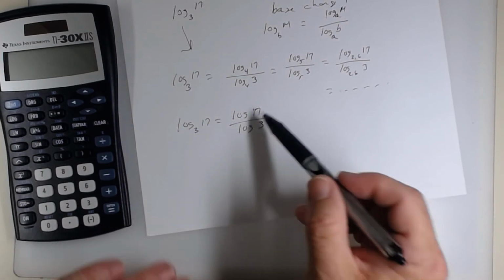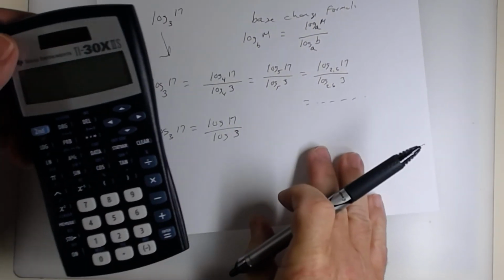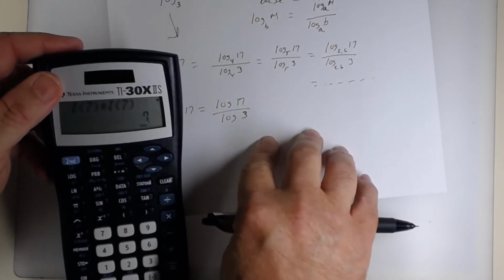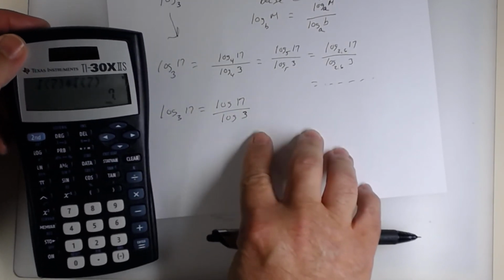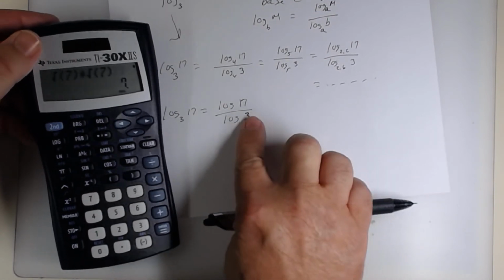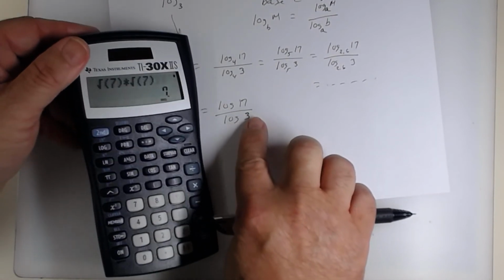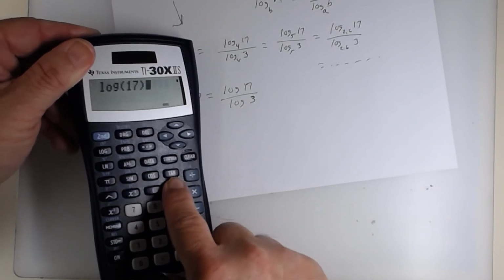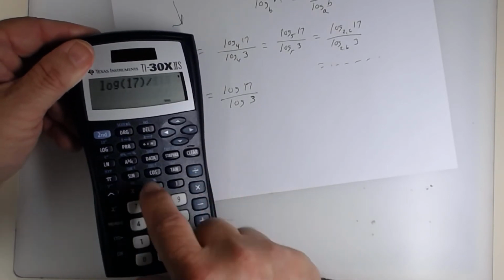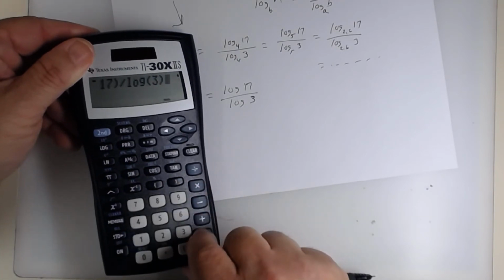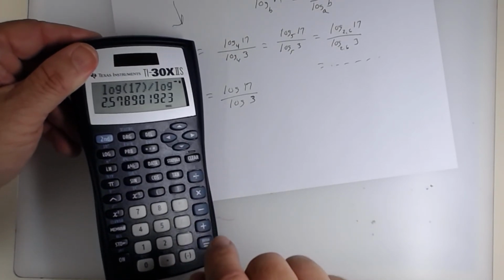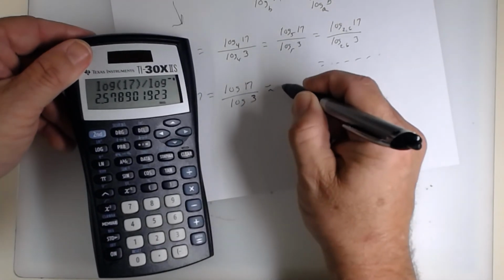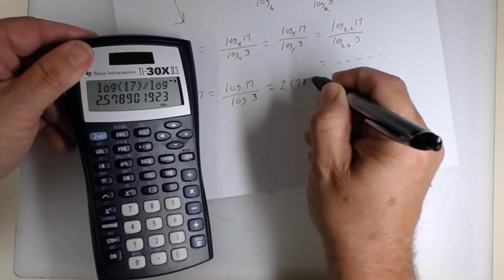Now, on your calculator, let's see what this is. Log of 17 divided by the log of 3. 2.58. Now, in the directions, it will probably say 4 decimal places. So 4 decimal places. Now, when using your calculator, you're going to say the log of 17, LOG, 17, close the parentheses, right? Then say divide by the log of 3, close the parentheses, and press equal. So 2.5789.